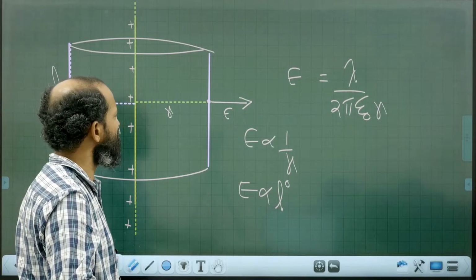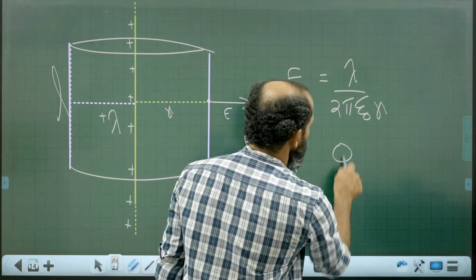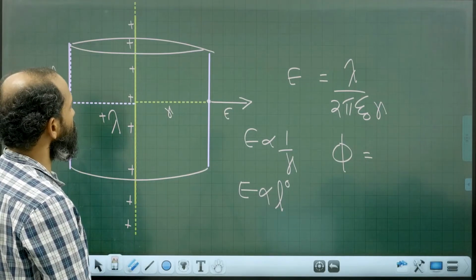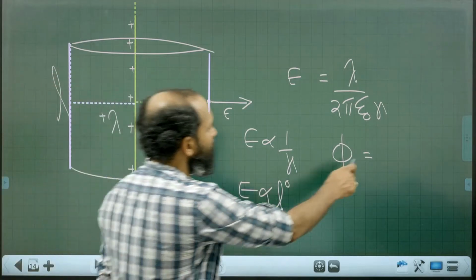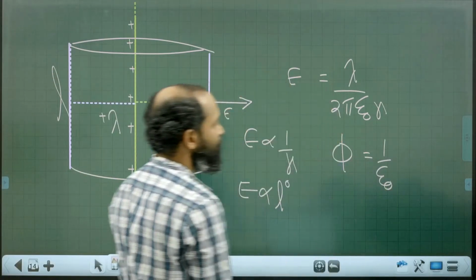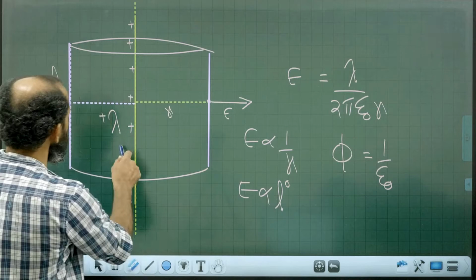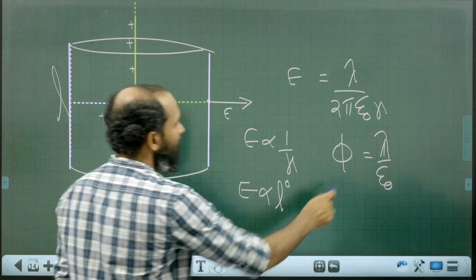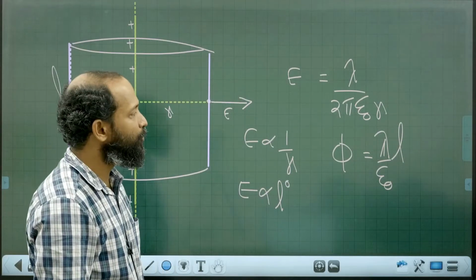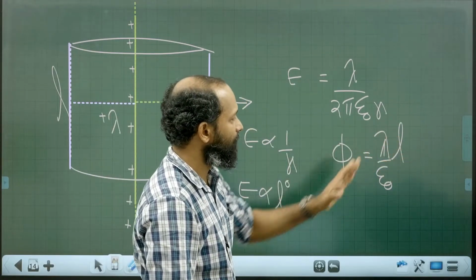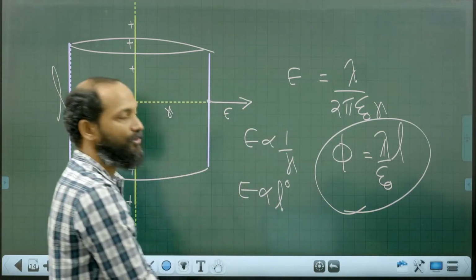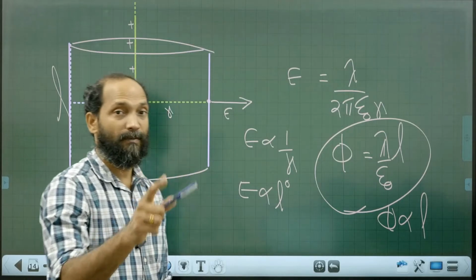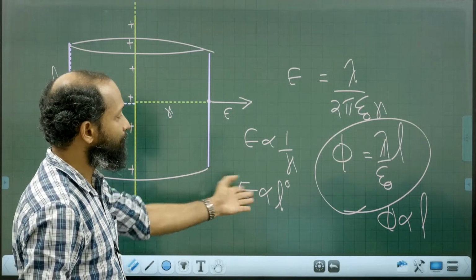What about the flux? What is the total flux? Total flux is equal to the charge enclosed by epsilon 0, that is 1 by epsilon 0 times the charge enclosed. What is the enclosed charge? Lambda is the line charge density and L is the length, so charge per unit length into length, lambda L. So lambda L by epsilon 0 is the total flux. See, flux is proportional to length. That's very important. Flux is proportional to length, but field is independent of length.